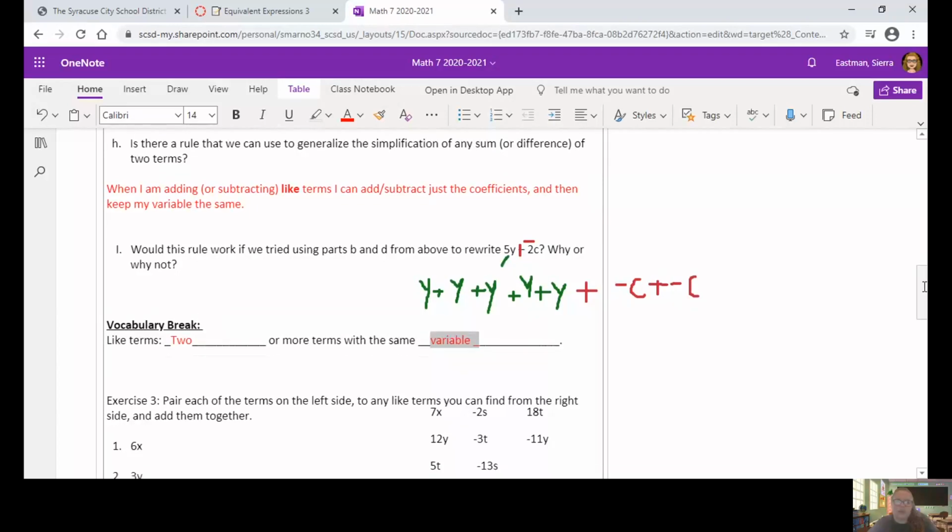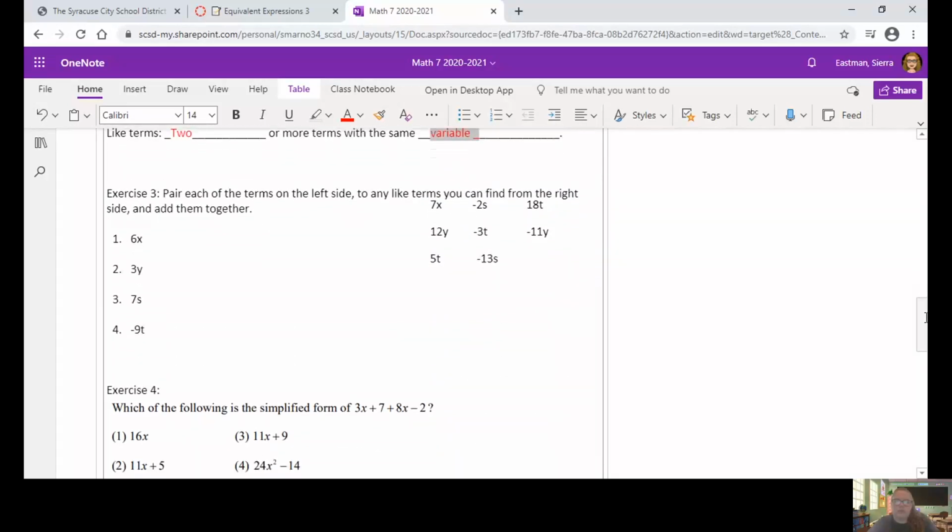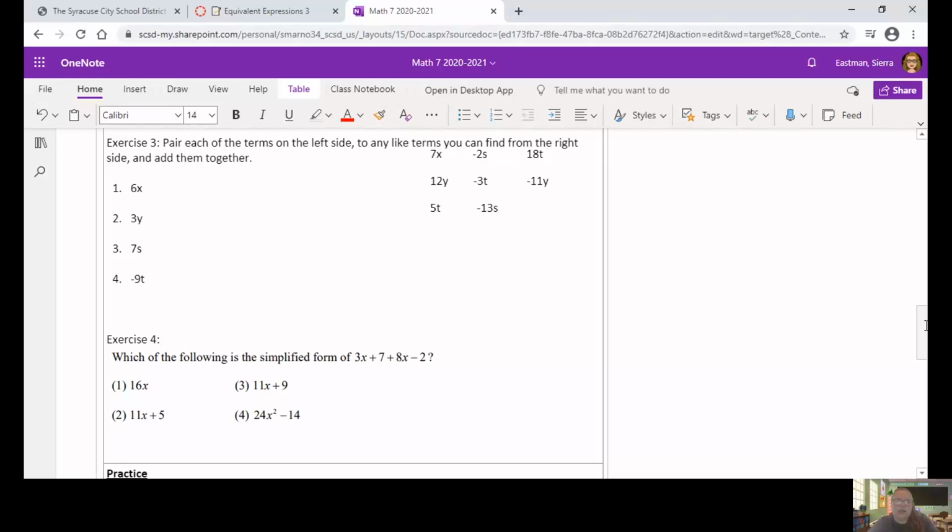Okay. And so now we're going to do just quick two more exercises before I let you guys go to do your practice on your own. Exercise 3 says pair each of the terms on the left side, so these four here, to any of the like terms that we can find from the right side. And we're going to be adding them together. So I'm going to show you what that means with our first question here.